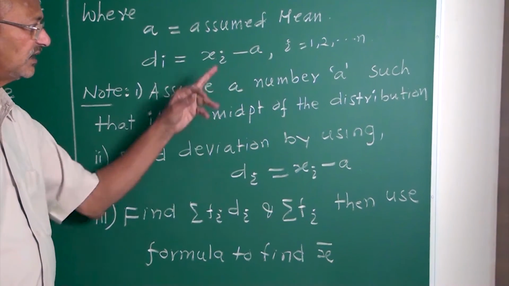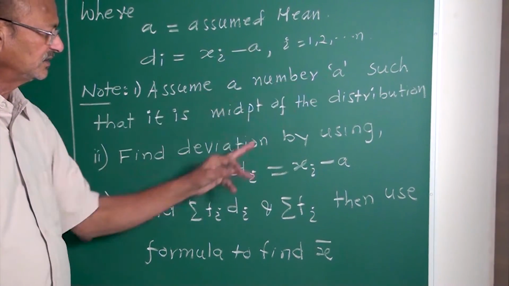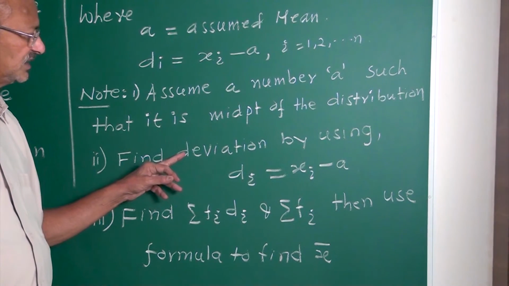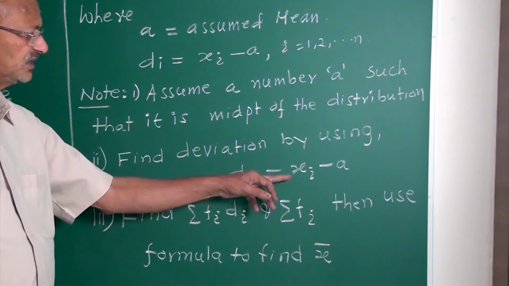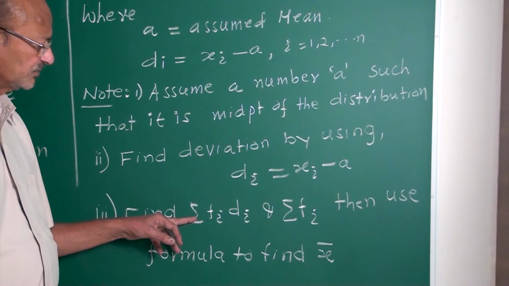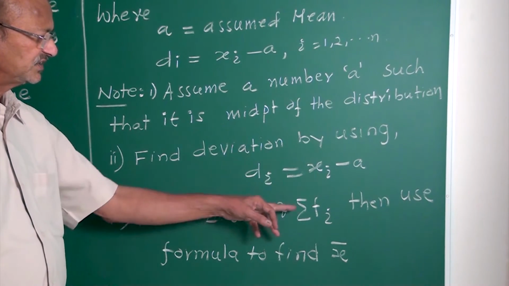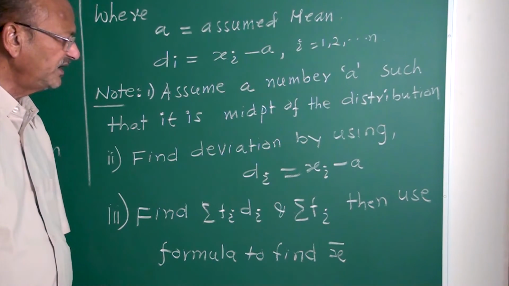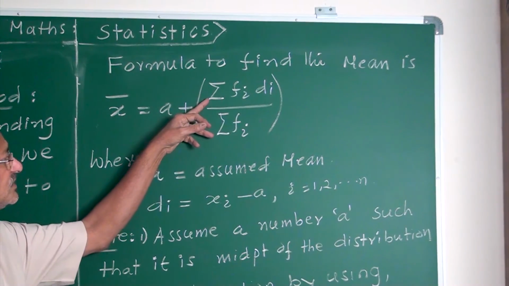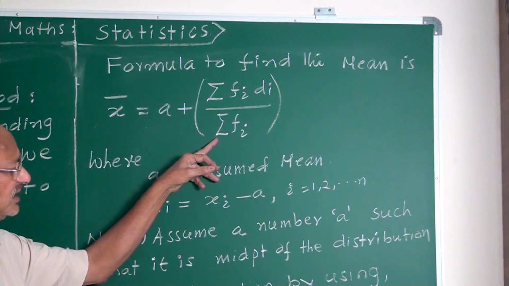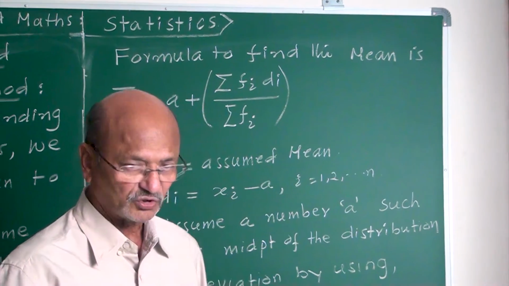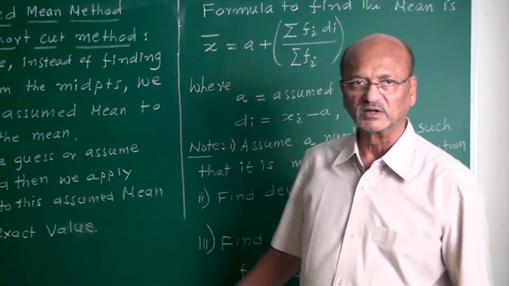Yes, that is A. After writing this A, find what? Di in each case. What is this? Di. It is deviation. Di is xi minus A. After finding di, go for what? Sigma fi di, sigma fi. Then to find x bar, use this formula: x bar equal to A plus sigma fi di upon sigma fi. This, my friends. Then I do one example based on this, my friends. Yes, copy it.